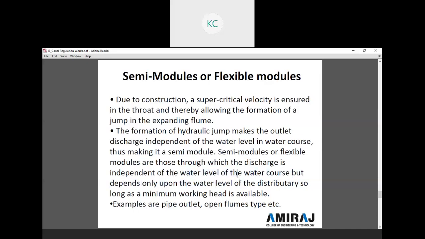Semi-modules or flexible modules are those through which the discharge is independent of the water level of the watercourse but depends only upon the water level of the distributary, so long as a minimum working head is available. Examples are the pipe outlet and open flume types.